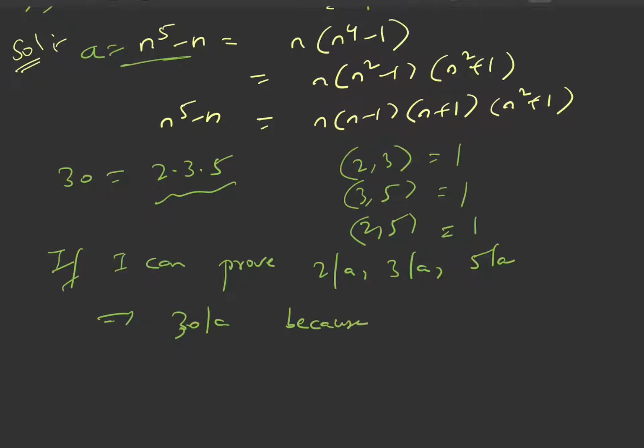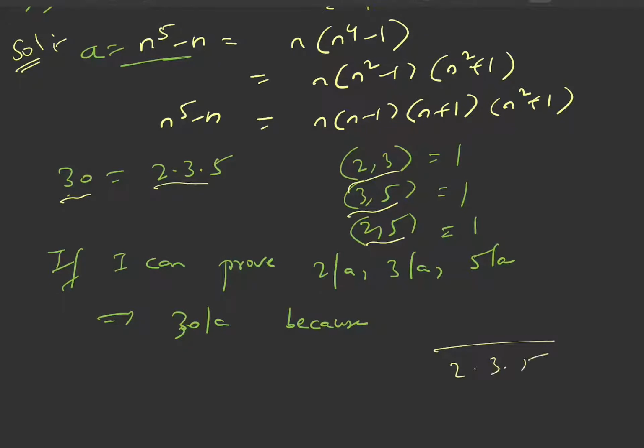Because now all of these should be 1, all these should be co-prime: 2 and 3 should be co-prime, 3 and 5 should be co-prime, 2 and 5 should be co-prime. Only then can I say that 30 divides this entire thing, right? Because you have split 30 into primes. The best way to prove that is to split 30 as a product of primes, and now you prove that each number divides this. So if each prime divides this, then simply the product of all the primes also divides this, right?